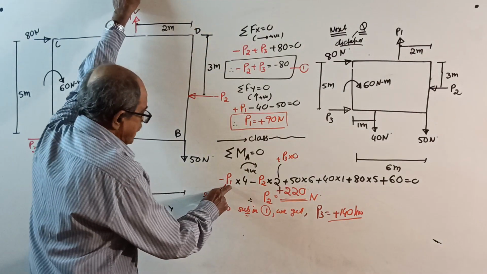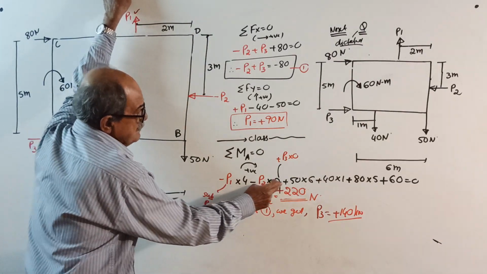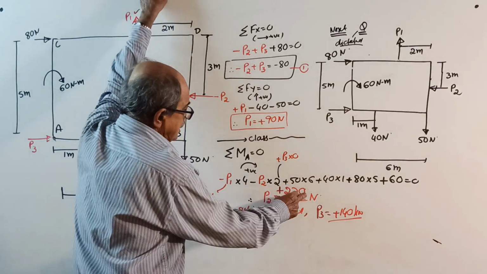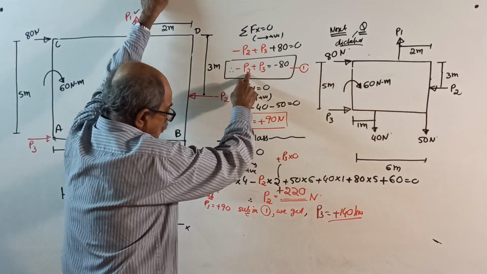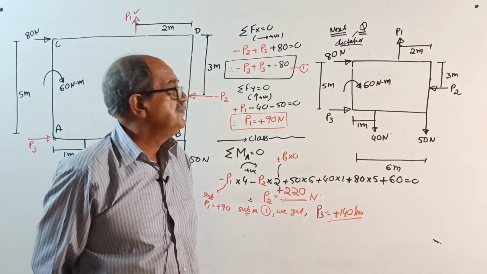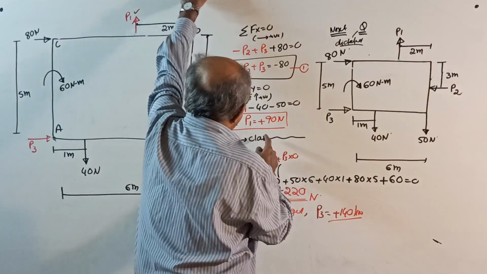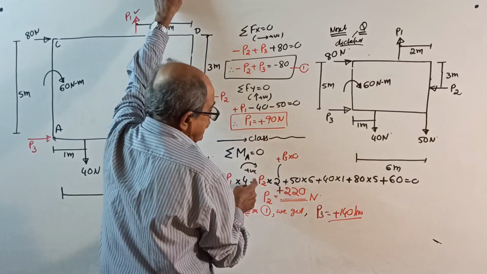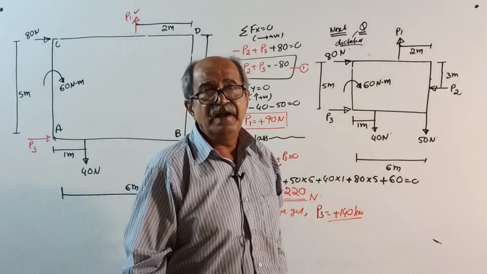You already know the value of P1, 90. Substitute P1 equal to 90 and simplify. You will get P2 equal to plus 220 kilonewton. Once you get P2 as 220 kilonewton, substitute in equation number 1, minus P2 plus P3 equal to minus 80, and you get the value of P3. Therefore, for the given force system, for equilibrium, the value of P1 is plus 90 Newton, P2 is plus 220 Newton, and P3 is plus 140 Newton. All the directions given for P1, P2, P3 are correct.